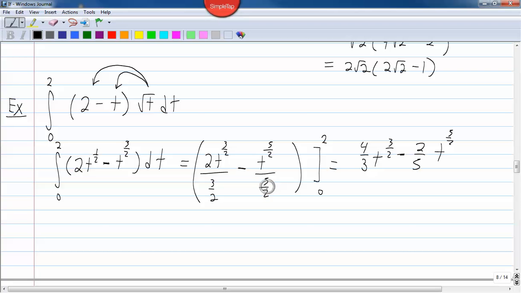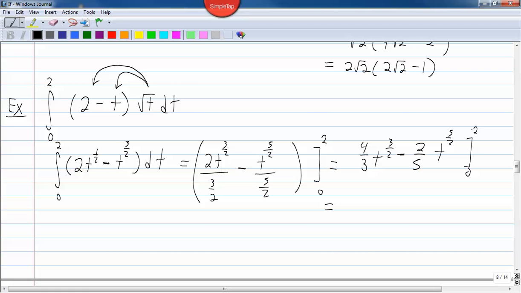I'd written 2/5 down here. Usually when I do that, I'm thinking ahead in my squirrel brain, and I'm meaning to write it in front, but because I don't always write it down here. And we evaluate that from 0 to 2.